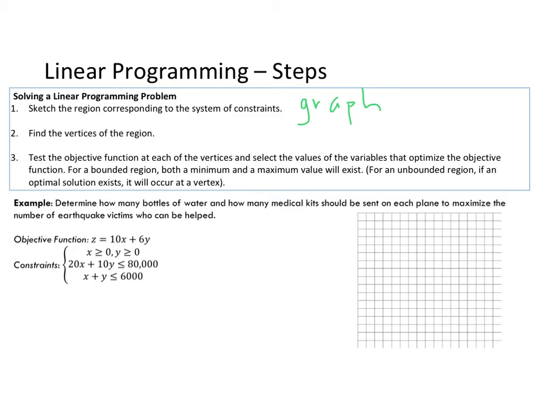If we look at the key words, notice it says determine how many water bottles and how many medical kits should be sent on each plane to maximize the number of earthquake victims who can be helped. Okay, so that means when we test our vertices, we will want the largest value.